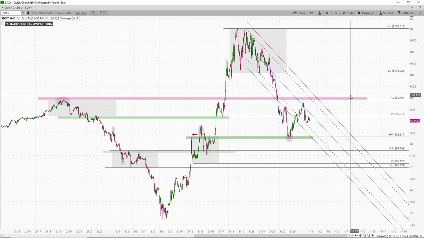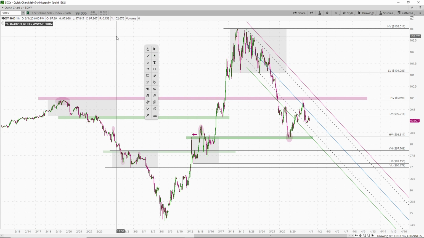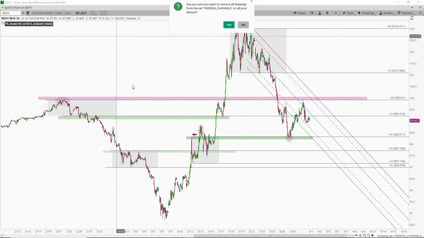So I did say that I would help. I would also show the usage of regression channels too, to see if that would be assistive. So we can just go through that real quick.